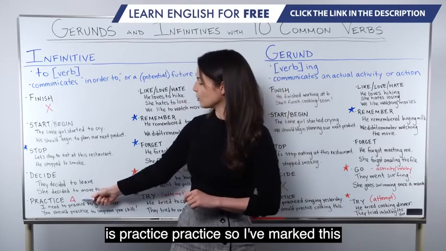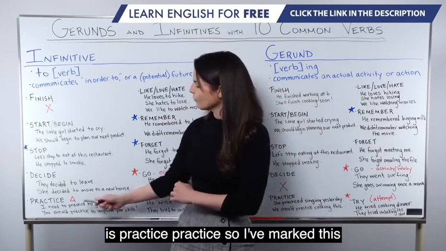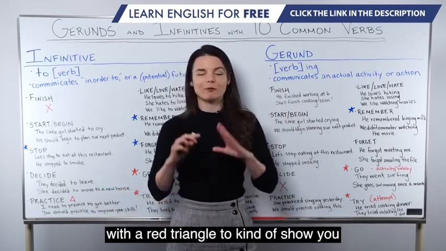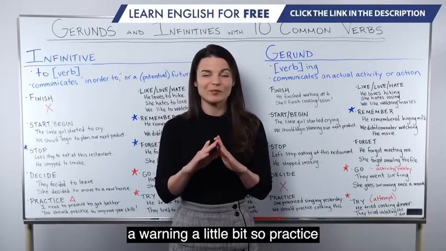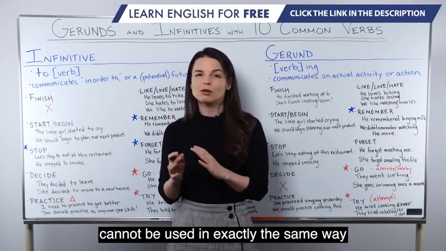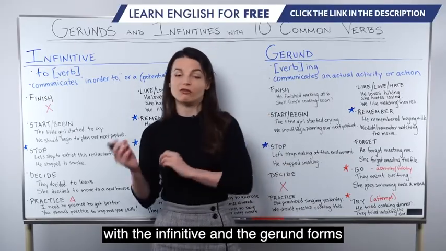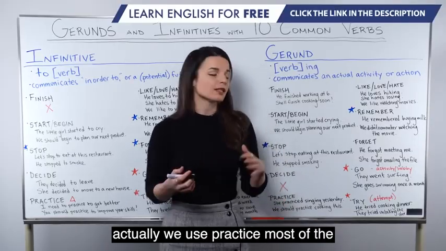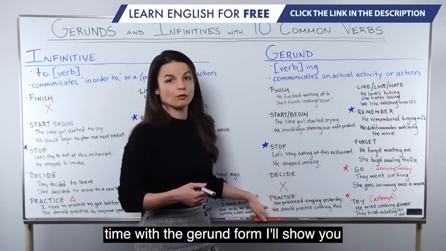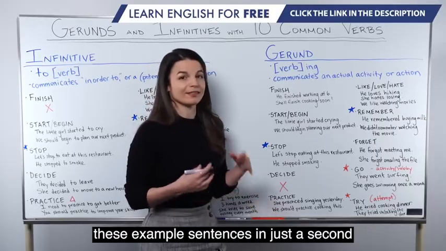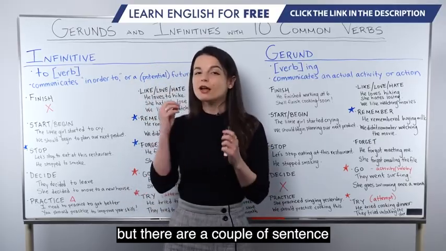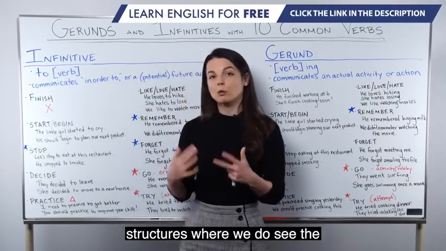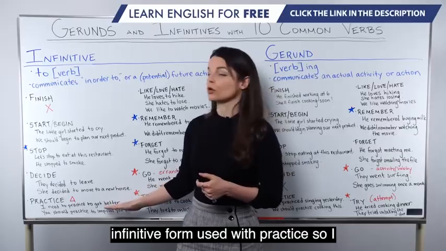The next one is practice. I've marked this with a red triangle to kind of show you a warning a little bit. So practice cannot be used in exactly the same way with the infinitive and the gerund forms. Actually, we use practice most of the time with the gerund form. I'll show you these example sentences in just a second. But there are a couple of sentence structures where we do see the infinitive form used with practice.